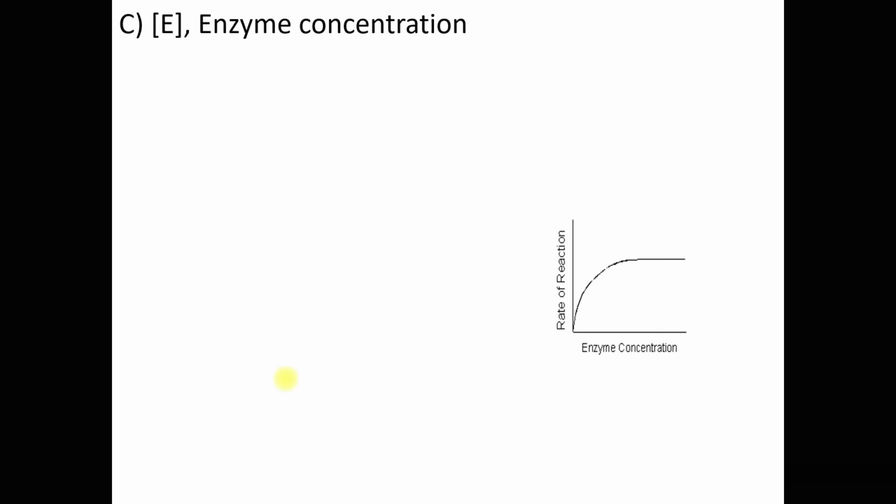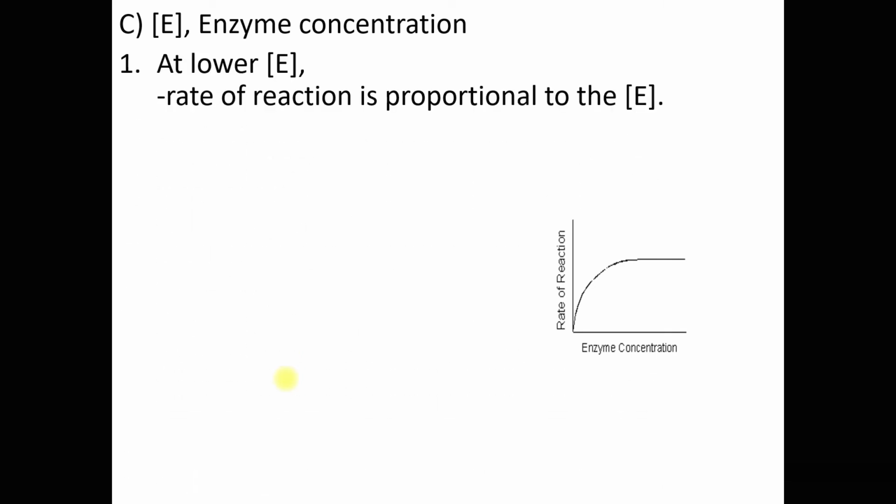Now, the third factor is the concentration of the enzyme. At lower enzyme concentration, you can see here when we plot the graph of rate of reaction against enzyme concentration, the rate of reaction is proportional to the enzyme concentration. So as we increase the enzyme concentration, the velocity also increases. Can you see the graph here? When enzyme concentration increases, rate of reaction also increases.